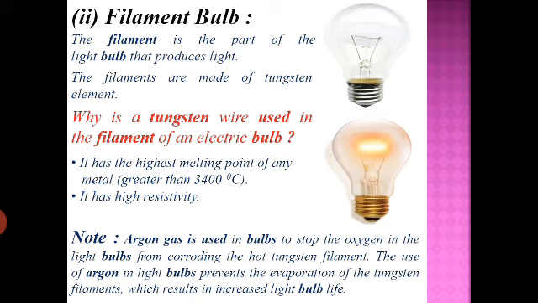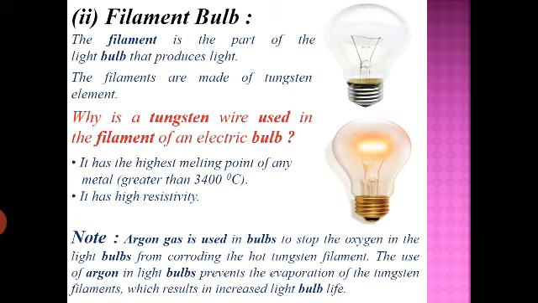Argon gas is used in bulbs to stop the oxygen in the light bulbs from corroding the hot tungsten filament. The use of argon in light bulbs prevents the evaporation of the tungsten filament, which results in increased life of the bulb. So overall, since it is disconnected from the atmosphere, it is totally isolated, so it will not vaporize also, because we know if the temperature will increase, then solid can be converted into liquid and finally it can convert into vapor, so it can vaporize.